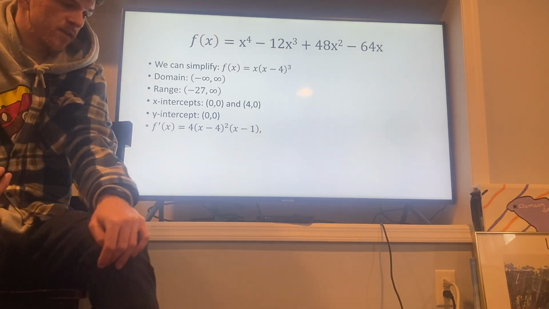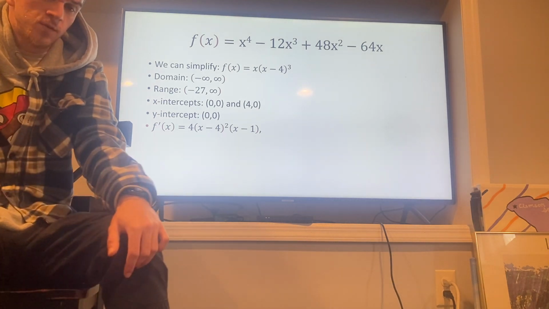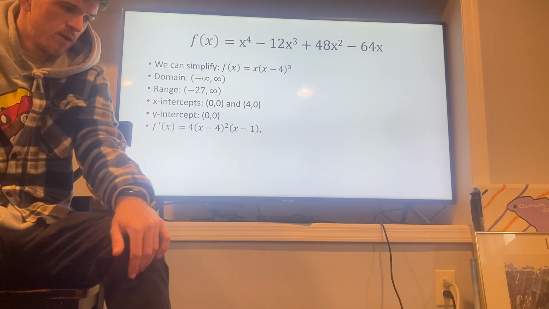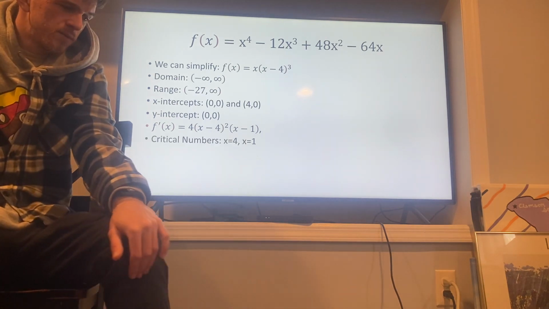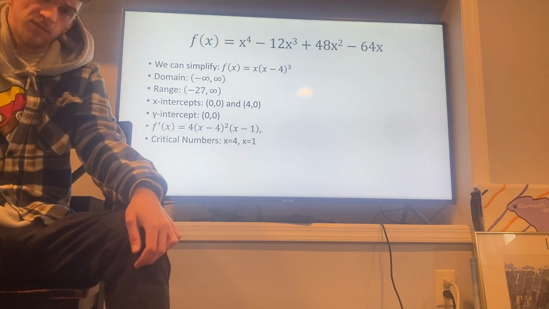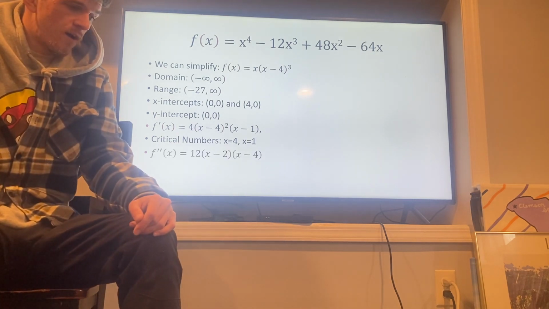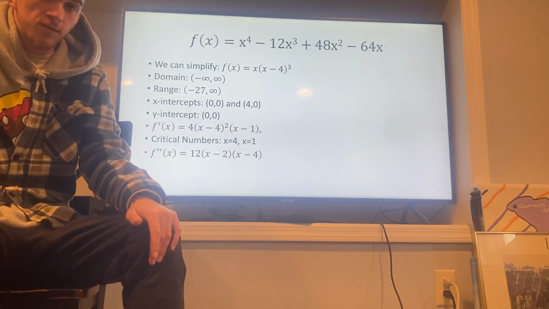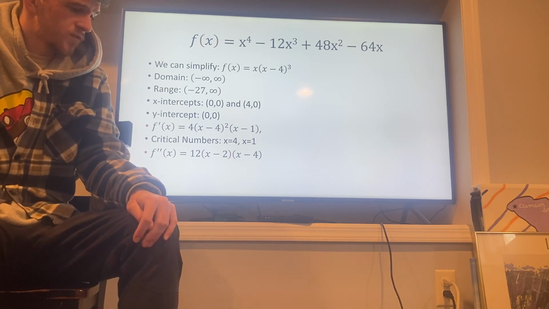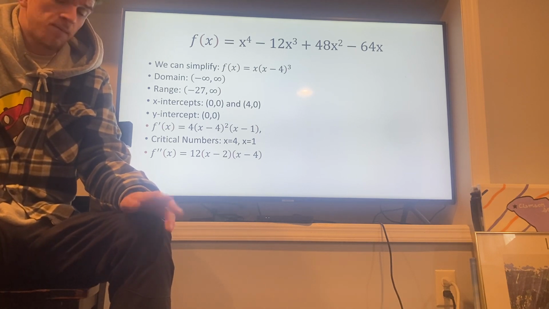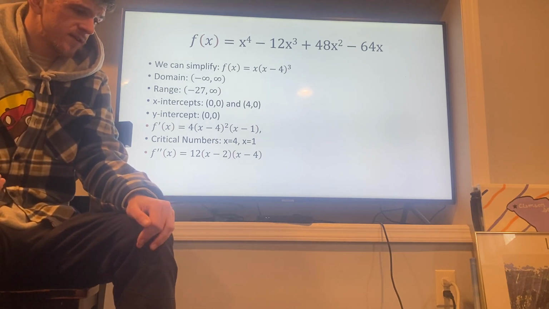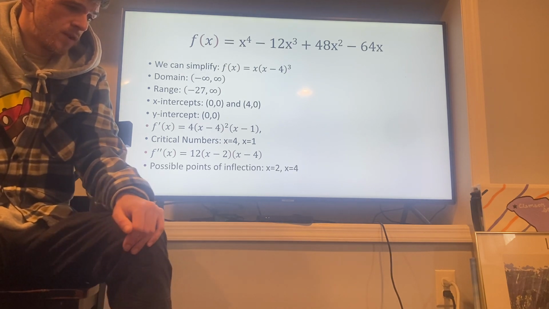Our derivative is going to be 4 times x minus 4 squared times x minus 1. It gives us our critical numbers of x equals 4 and x equals 1. Our second derivative is going to be 12 times x minus 2 times x minus 4, giving us our possible points of inflection at x equals 2 and x equals 4.